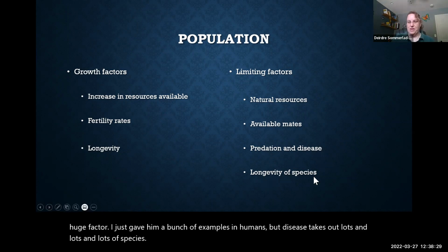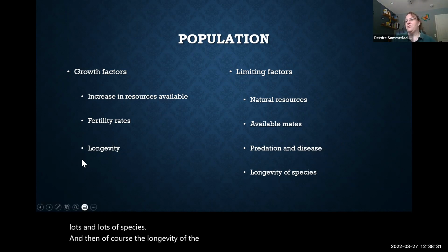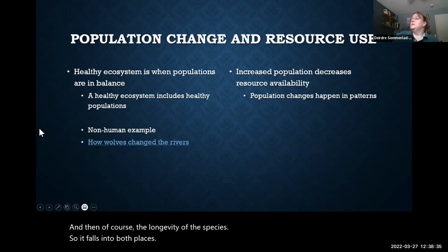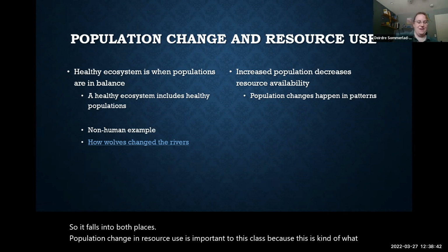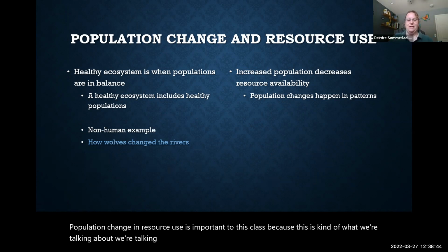And then of course, the longevity of the species. So it falls into both places. So population change and resource use is important to this class because this is kind of what we're talking about. We're talking about how humans use and manage their natural resources.